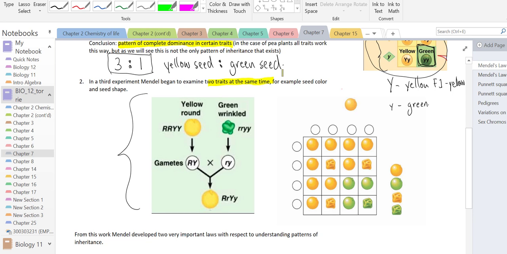So what he did in his F1, or in his first cross, again, he looked at pure breeding plants with round yellow seeds, so 2 dominant traits, crossed with pure breeding plants that had green wrinkled seeds. So there are 2 different traits here. There's the trait of the color of the seed, and then there's the trait of the shape of the seed. So color yellow or green, and shape round or wrinkled.